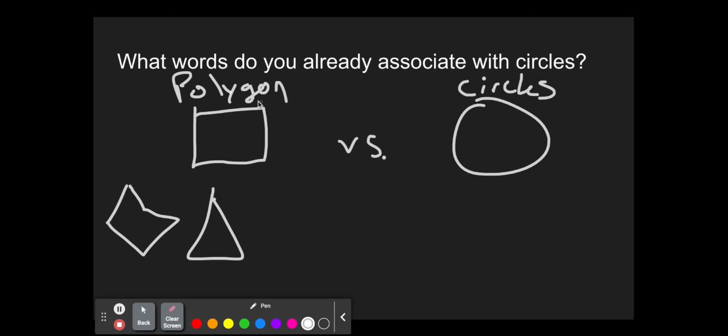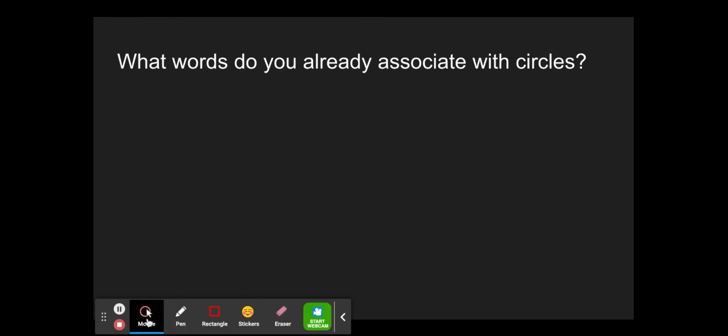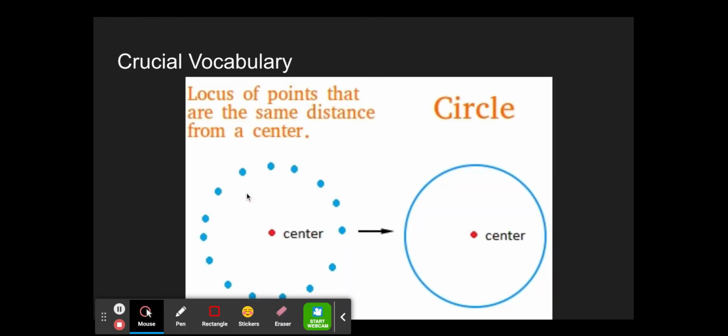And people have been able to tell me, well, circles don't really seem to have any sides, Mr. Card, and that's true. Circles don't have any sides. So if they don't have any sides, how do we draw them? How do we qualify them? How can we be so sure what is and isn't a circle? So let's get into our definition.